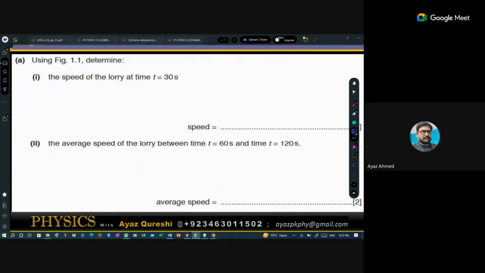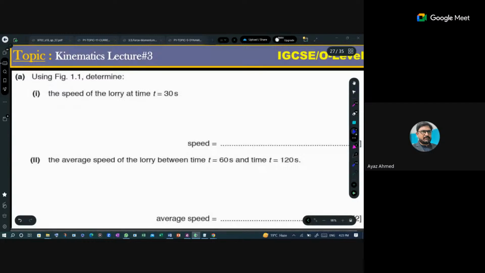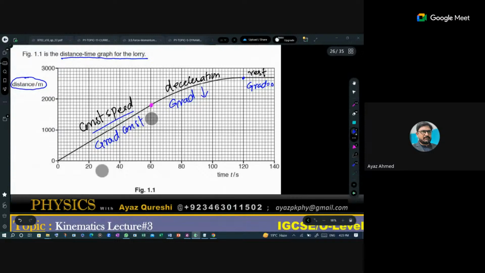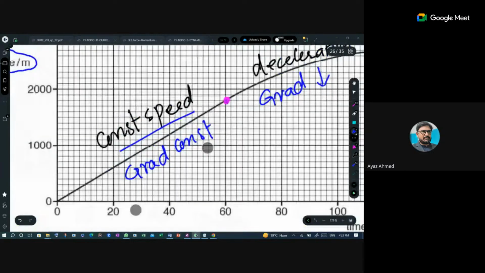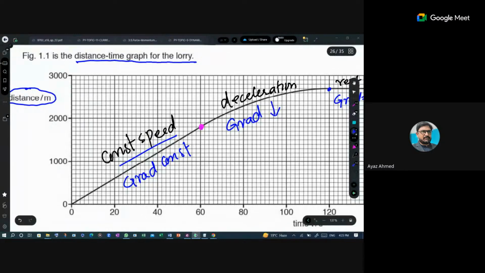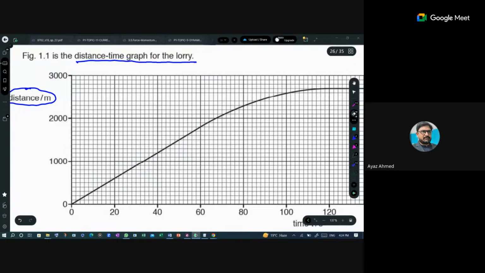Here the question is, use figure 1.1 to determine the speed of the lorry at time 30 seconds. At what time? 30 seconds. So it means I have to show this graph to you for 30 seconds. Is it clear? Where is 30th second? Your 30th second is basically over here. 2, 4, 6, 8, 10. Right over here. This is the 30th second.